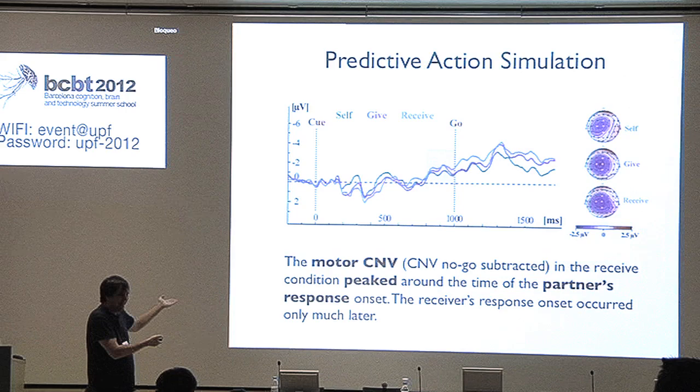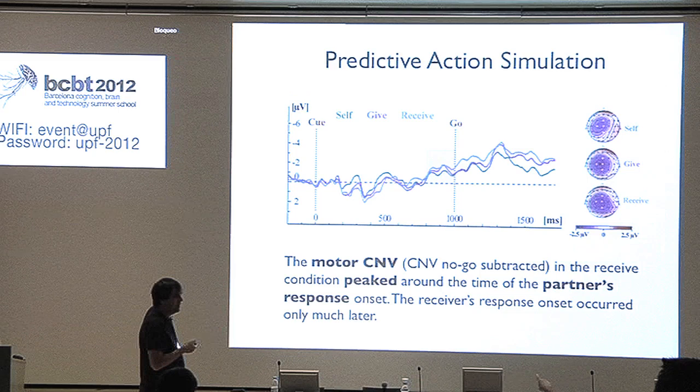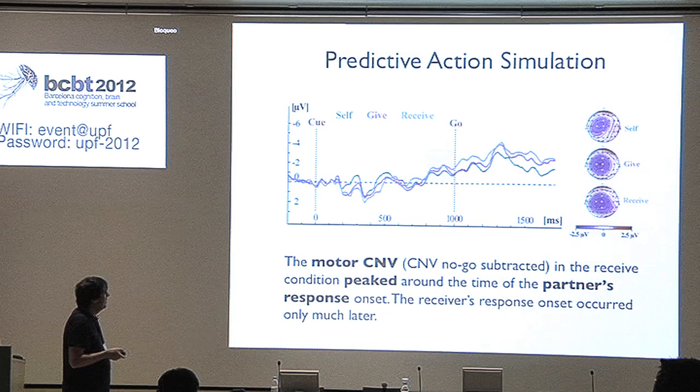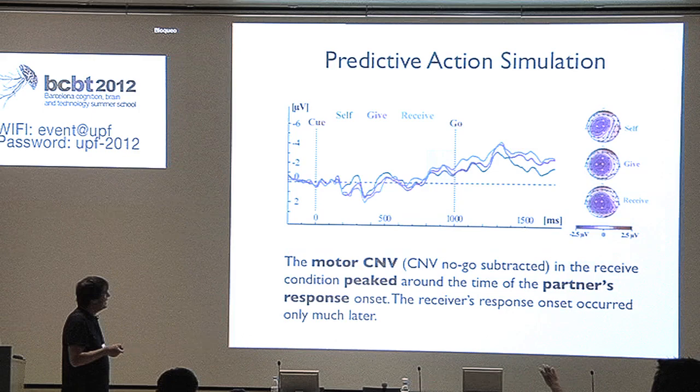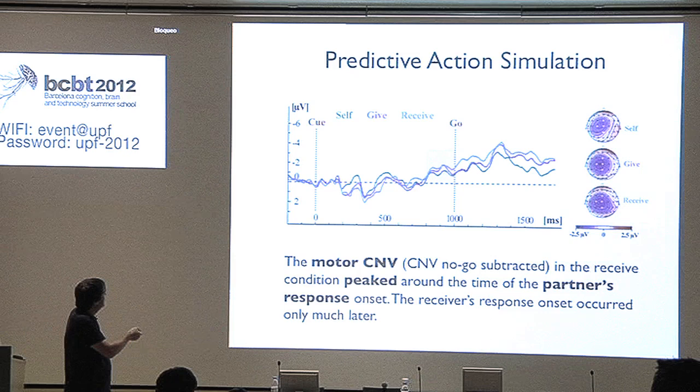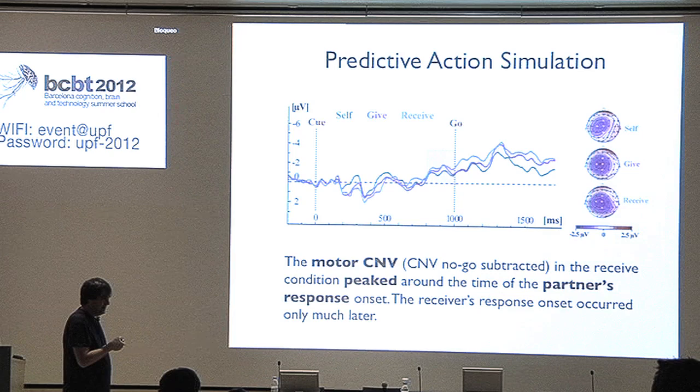But wouldn't part of the thing before the CNV, before the go cue, just be the expectation of the go cue? That's the other question I have. I mean, you would get a CNV with expectation of any stimulus about which you make predictions, right? Yes. Does it help that we subtract a no-go condition? Because you would see the same go cue also if the first cue tells you not to go. Yeah, I think that should solve it.